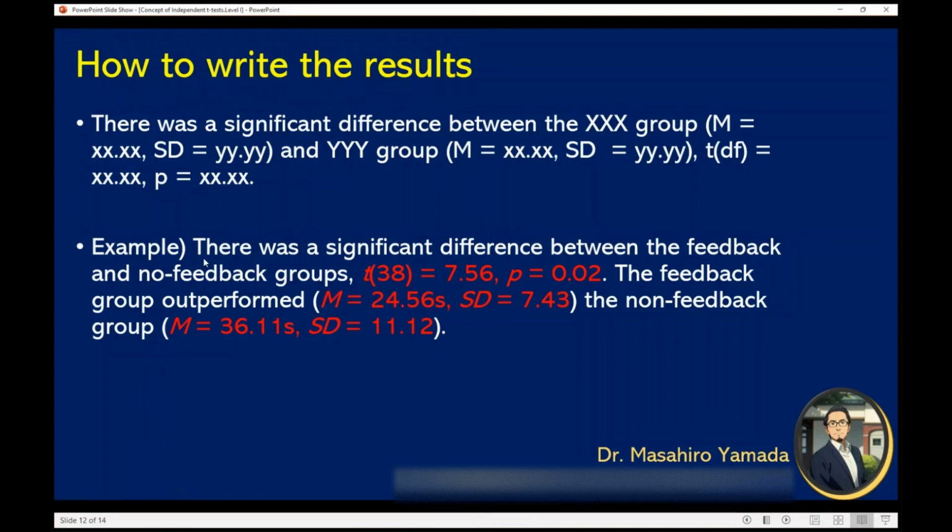After you describe the results in a sentence, you type the inferential statistics results like this. Within the parentheses, you enter the degrees of freedom. This score, 7.56, is the t-score, separated by a comma and the p-value. You can just use this format when you write up the results section.